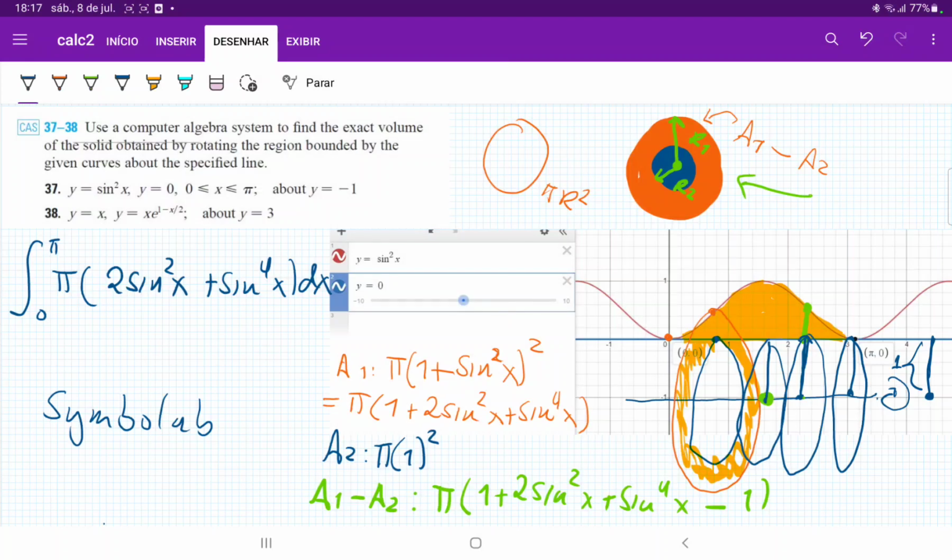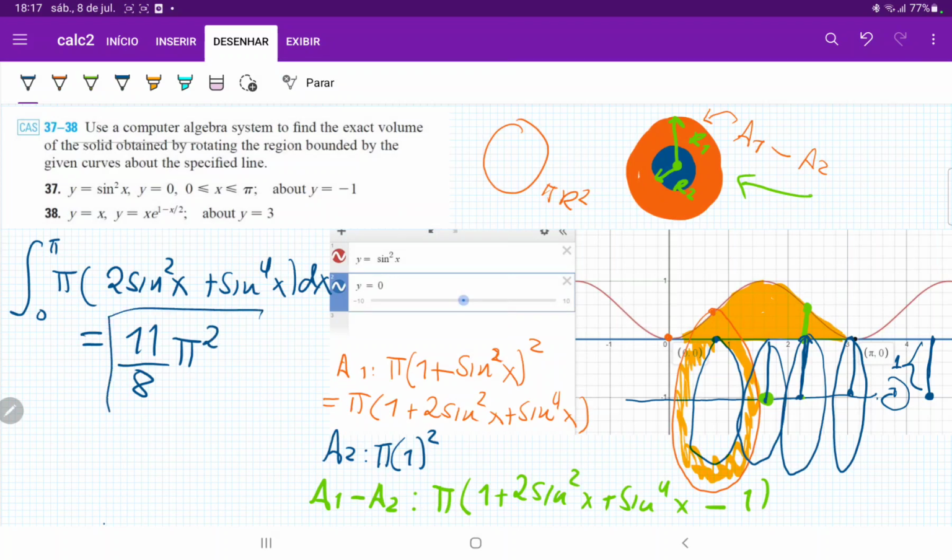It's doing the calculation, and it gives us this volume. It gives us 11 over 8 pi squared. That's the volume that we get. So basically, all we have to do is set up this integral and then let the computer do the work for us.